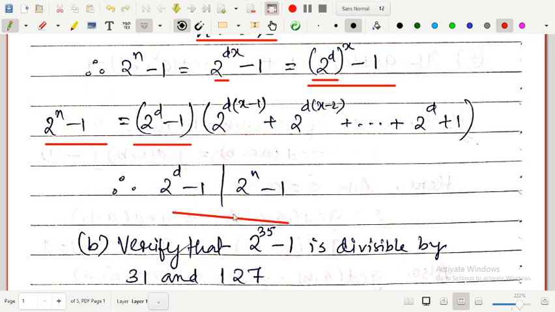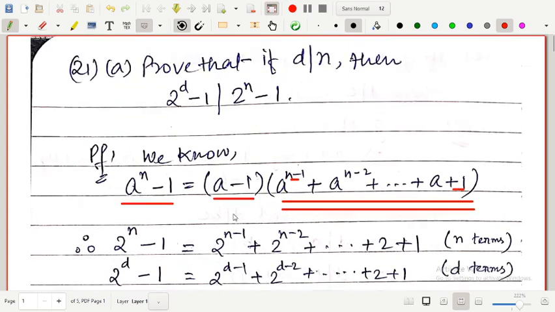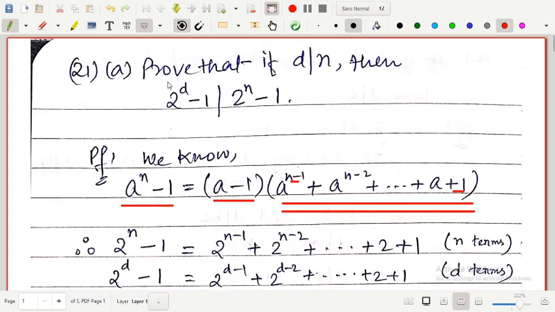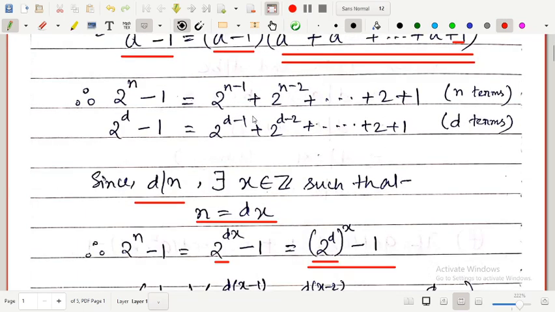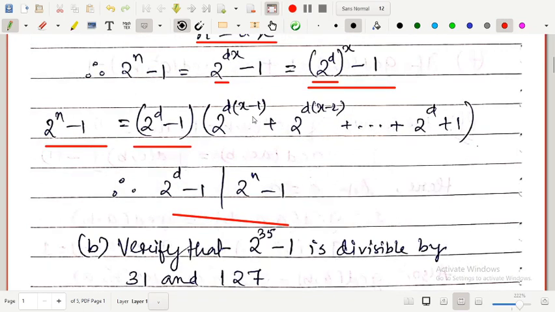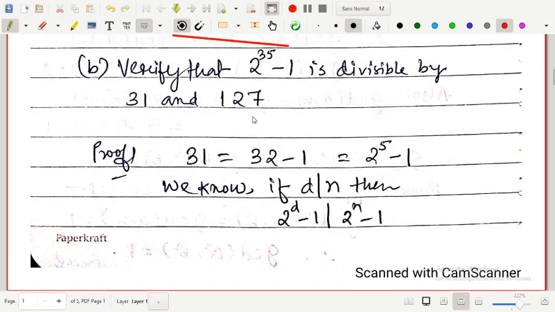Now the next question based on this proof. Now our next question will follow this proof. What the question was, if d divides n, then 2 to the power d minus 1 divides 2 to the power n minus 1. So let's see the application of this question. The question is, verify that 2 to the power 35 minus 1 is divisible by 31 and 127.